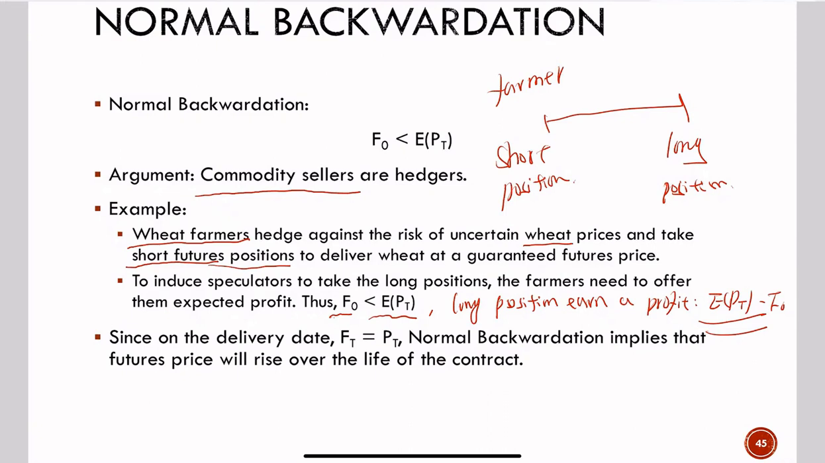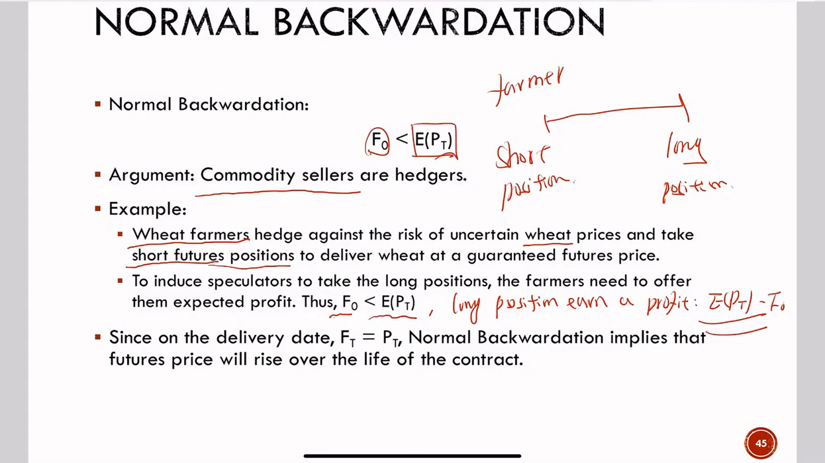And the second implication, which is fairly important, is futures price will rise over the life of the contract. Why do we get this result? Well, because we know that initially, futures price is smaller than this expected spot price.